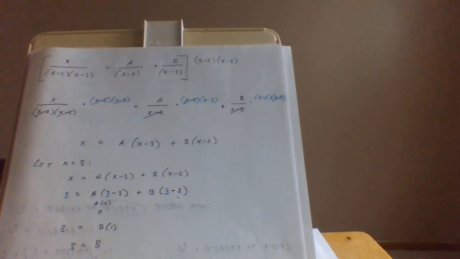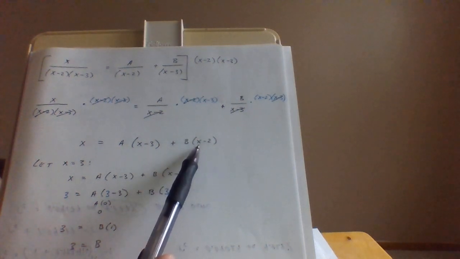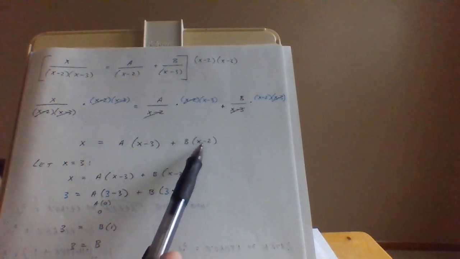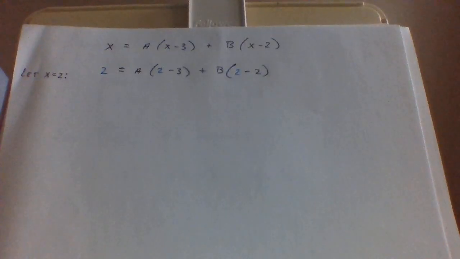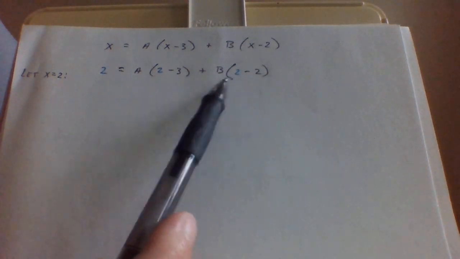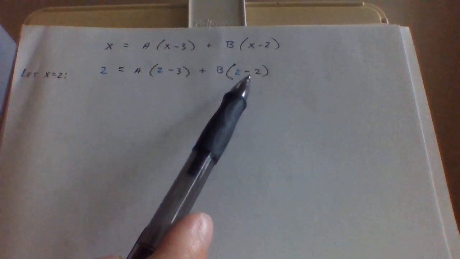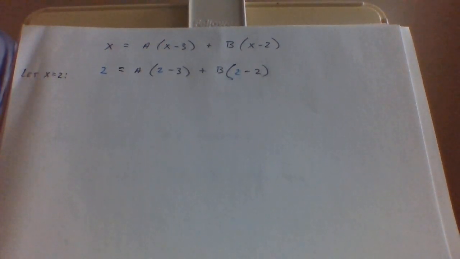Let's do the same thing so that we can find our value for A. I'm going to use the same type of strategy. If I want to eliminate this B term, then I'm going to pick an x value of 2 so that this set of parentheses becomes a 0. When I let x be equal to 2, notice over here this set of parentheses is going to simplify to a 0, and what I should be left with is an equation that I can solve for A.